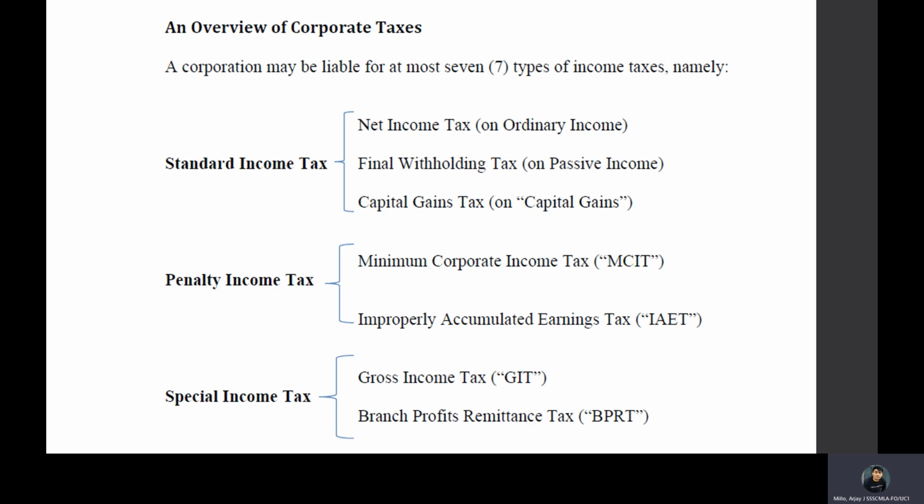So yun yung MCIT. And then yung improperly accumulated earnings tax. So ito naman, applicable doon sa mga closely held corporations, especially para ma-avoid yung nagre-retain ng masyadong daming income na hindi dinideclare as dividends. And the remaining 2, the special income taxes, yung gross income tax, and then branch profit remittance tax, na di-discuss natin further later on.